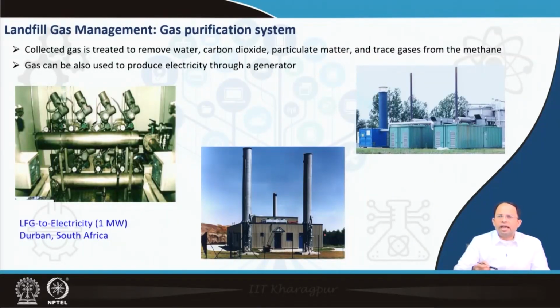Once the gas is collected, either I can burn it and flare it, or I can burn it to generate electricity. But sometimes we can also clean the gas first before we burn it. The gas is treated to remove water, moisture, carbon dioxide, particulate matter, and trace gases from the methane. The gas can then be used to produce electricity through a generator. There are several examples of this, one being this landfill gas to electricity power plant of 1 megawatt capacity in Durban, South Africa. So this is how the gas is first cleaned, and then it can be incinerated or burnt so that we can produce electricity.